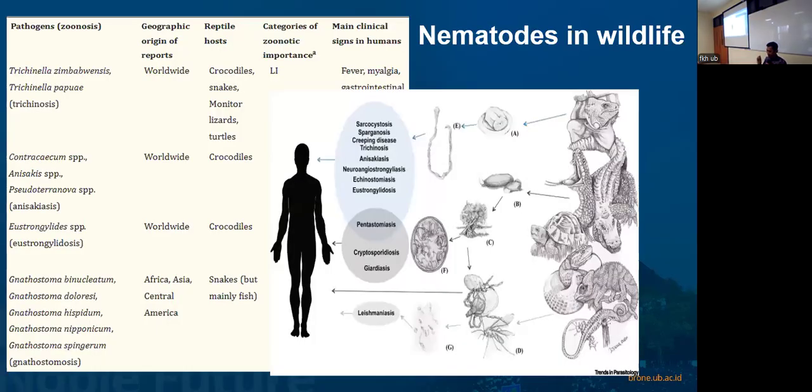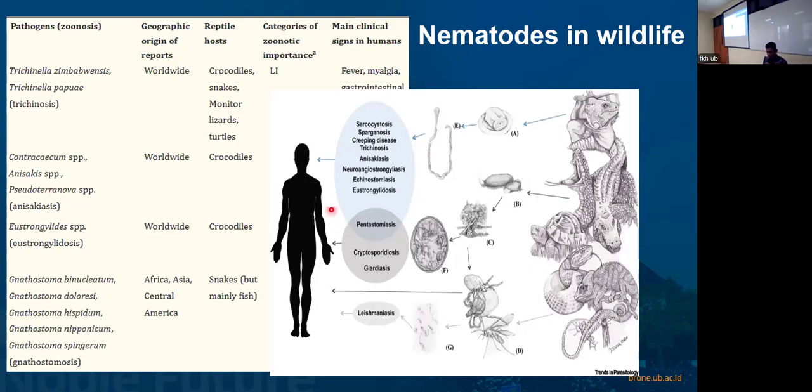And the last worms that I will tell you about are the nematodes in wildlife. But I just highlight that humans can be infected by nematodes from these wild animals when they eat uncooked meat from them. Okay, for example, in the crocodile, we can find Contracaecum and also Anisakis. Anisakis, you know Anisakis, right? Because last week we talked about it. Anisakis in fish. Good.